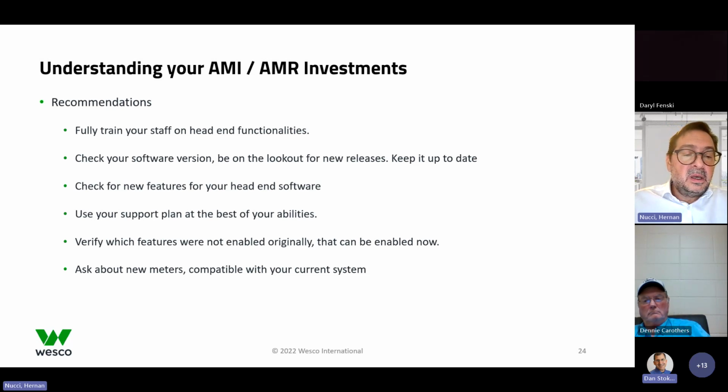And finally, ask about new meters compatible with your current system. You don't need to change anything in the system, just onboard a new meter with more functionality. And it's something that we see. There are certain suppliers with networks that have 3, 4 generations of meters working perfectly well on the same network.